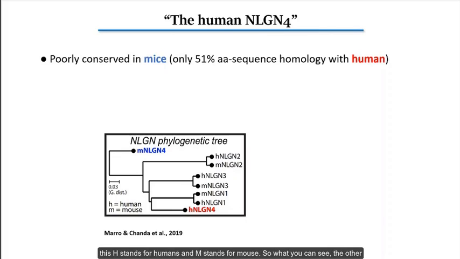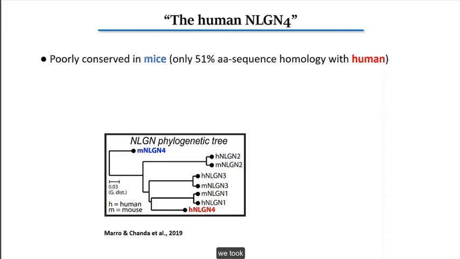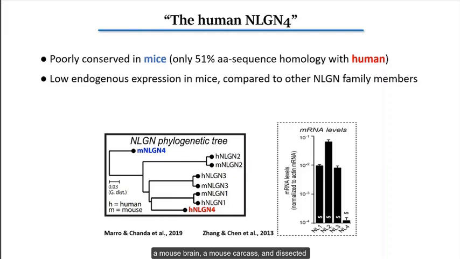And what you can see, this H stands for human, and M stands for mouse. The other family members, neuroligin 1, mouse and human, neuroligin 2, human and mouse, neuroligin 3, human and mouse, are very similar to each other in terms of their amino acid sequences. However, when we come to neuroligin 4, a gene that is heavily mutated in autism patients, human neuroligin 4 and mouse neuroligin 4 have 51% sequence similarity. So it's a very different gene.